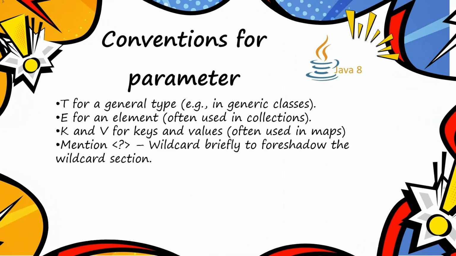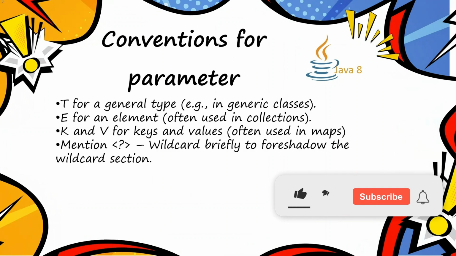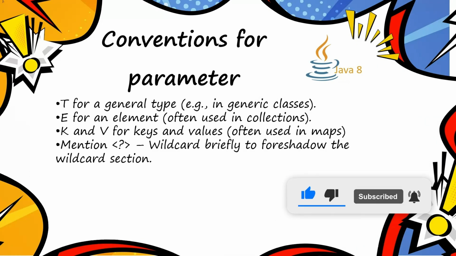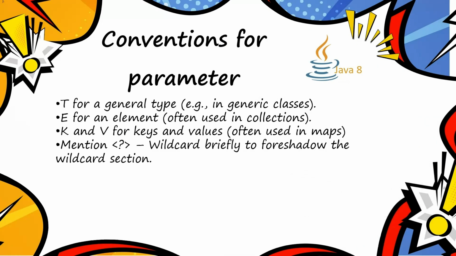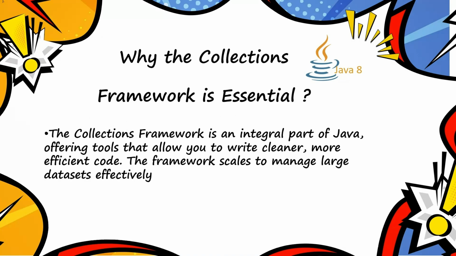Here's a quick refresher on naming conventions. In Java collections, the letter E is commonly used to refer to the elements within the collections. For example, in a list of names, each name is E, or element. In maps, K and V stand for key and value. These notations help us quickly understand what kind of data each collection will hold, making the code easier to read and less error prone.